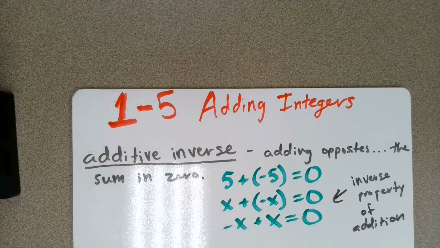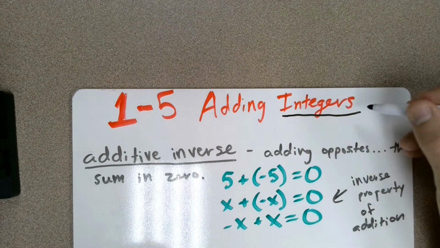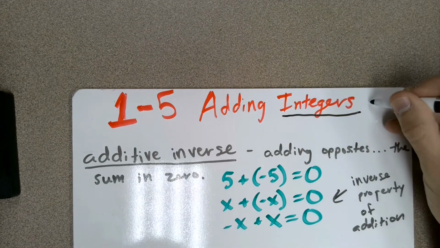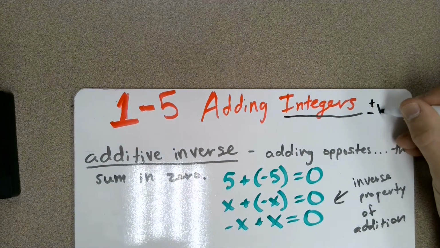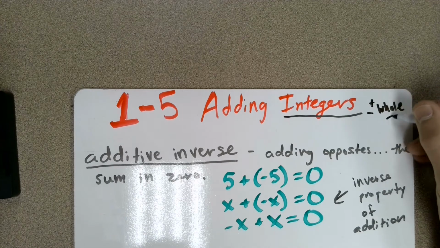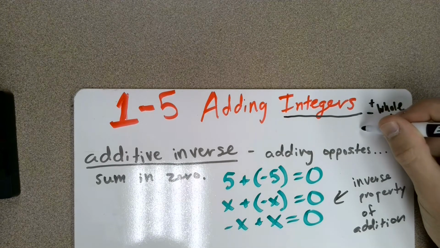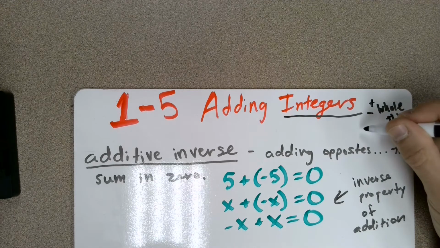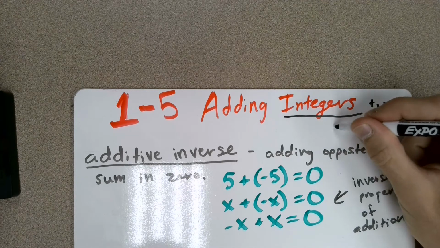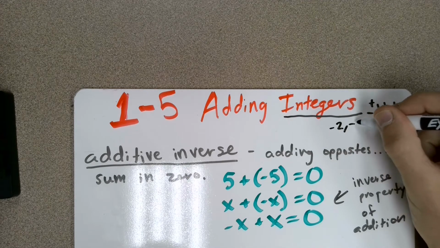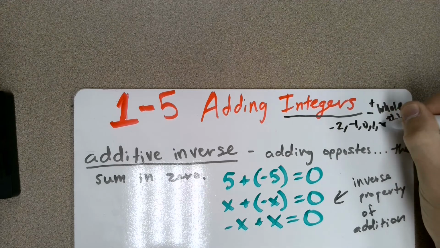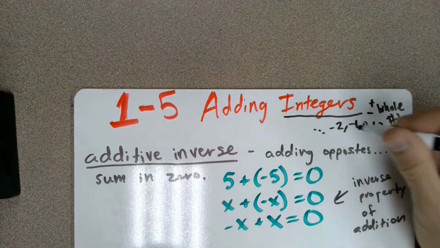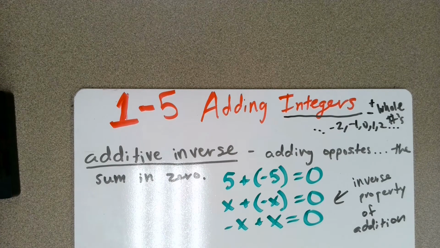All right. Today we're talking about adding integers. If we remember, an integer is positive and negative whole numbers. That means from negative infinity all the way up to 0, and then from 0 to infinity. We're going to see numbers like -2, -1, 0, 1, 2, and so on that way. Remember, no decimals there with integers.